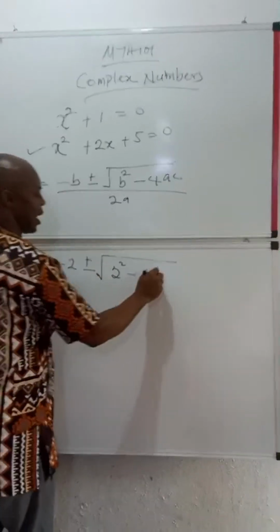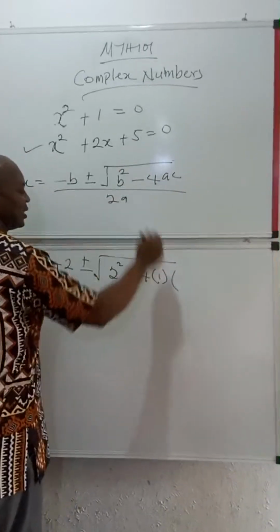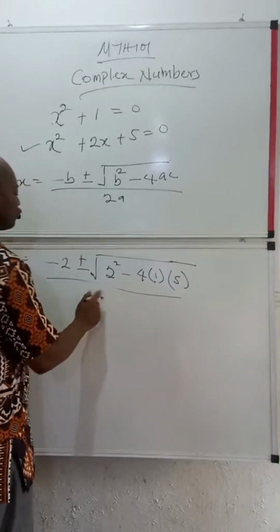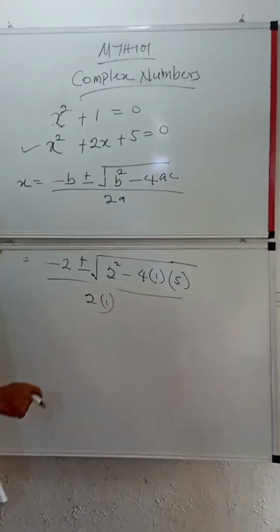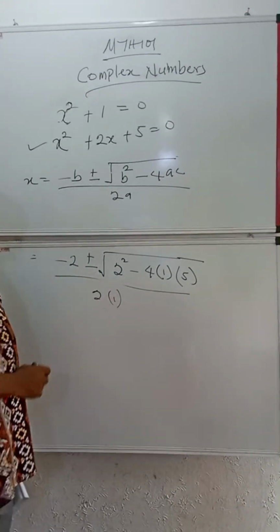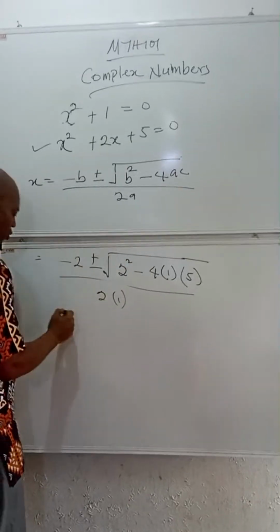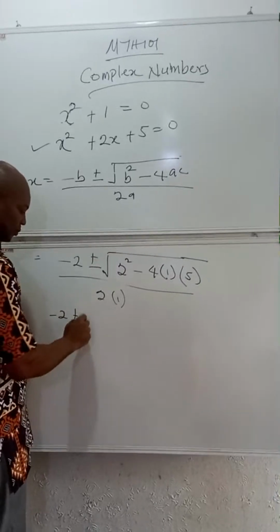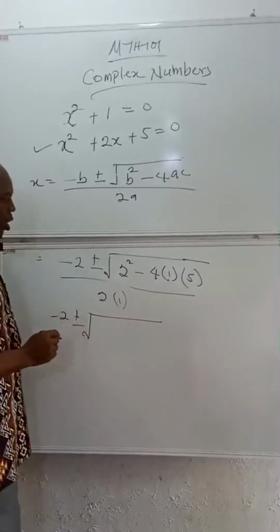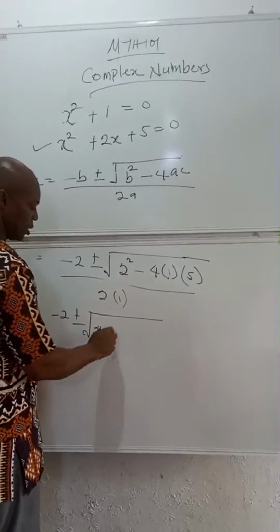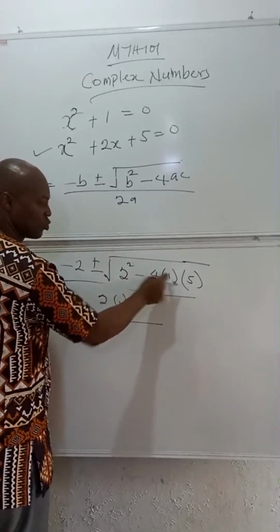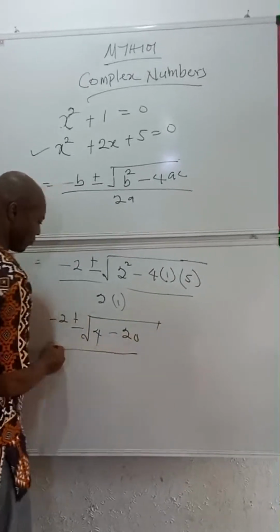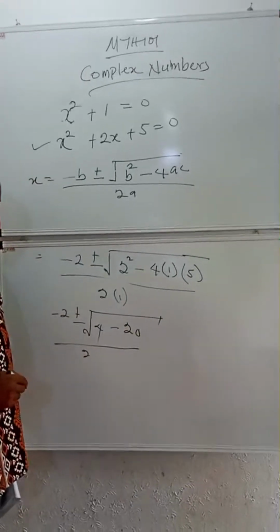A here is 1, the coefficient there is 1, and c is 5, everything over 2a, where the coefficient here is 1. Now, when you resolve this, you're going to have minus 2 plus or minus the square root of 4, which is this squared, minus 4 times this, which gives you 20, everything over 2.